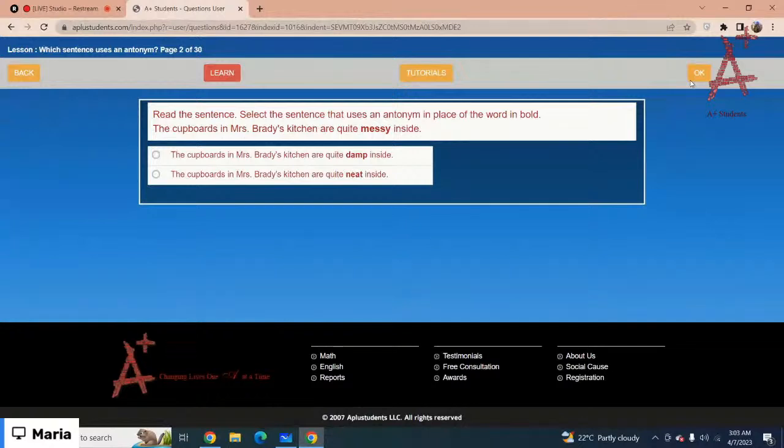The cupboards in Mrs. Brady's kitchen are quite messy inside. So which is the correct option? The cupboards in Mrs. Brady's kitchen are quite damp inside, or the cupboards in Mrs. Brady's kitchen are quite neat inside. Which is the correct option? Yes, that would be the second option. Got it? Messy and neat are the antonyms. Got it?